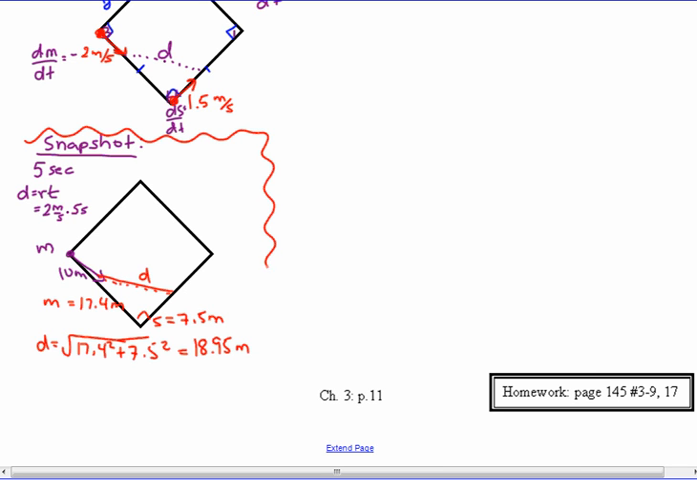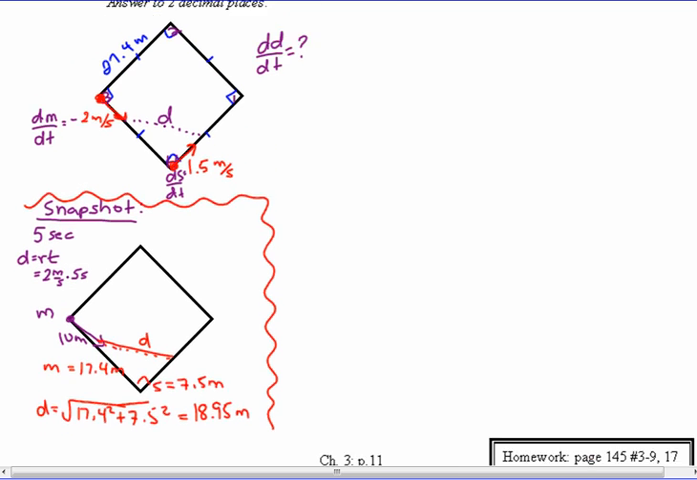Am I losing you all? Yes? We're okay? All right, so what's the relationship between M, this is our M, and this is our S? What's the relationship? M squared plus S squared equals D squared.